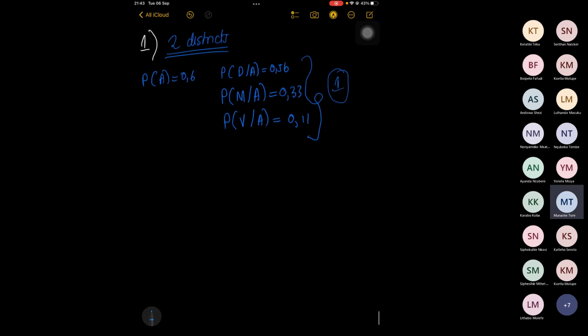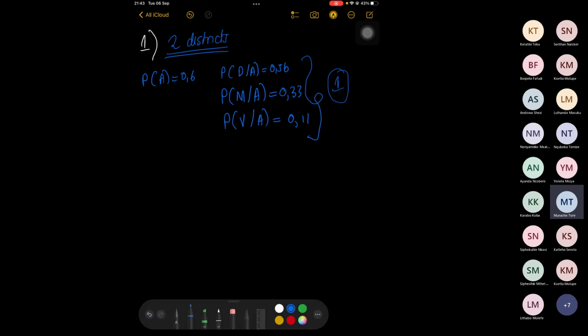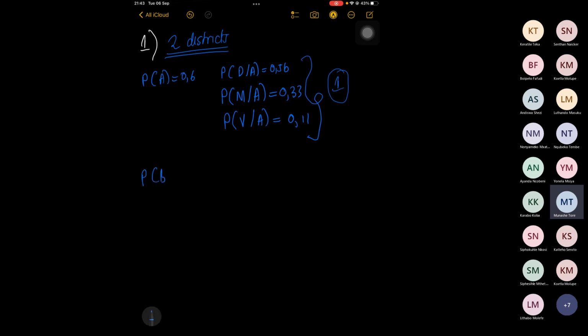Okay, so you have this, isn't it? We are done with district A. Then we go on to district B, which is probability of B. Initially, we said it's 0.4. Then of all the calls coming from B, so now we already know that our condition is B now. See? So our condition is B. So the probability that they are dissatisfied, probability of D given B, is going to be 0.46. Then the probability of being moderately satisfied, of M given B, is going to be 34%, which is 0.34.